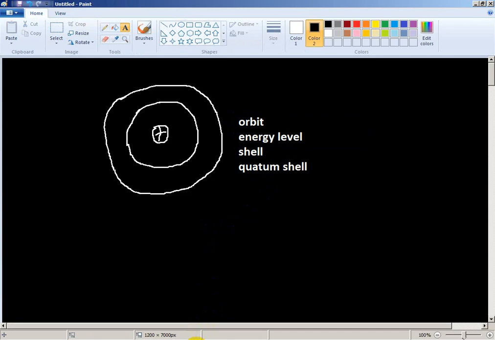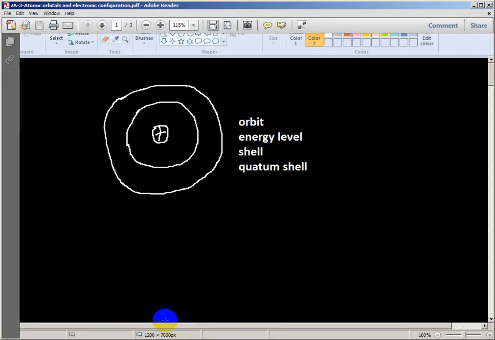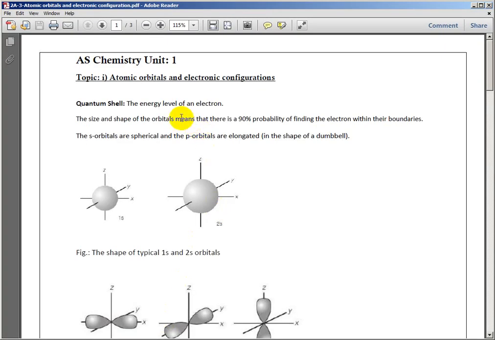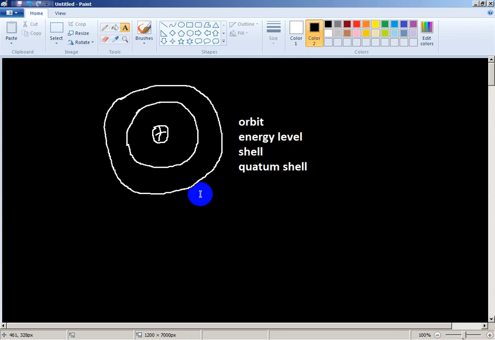Okay, the quantum shell is the energy level of an electron. What is a quantum shell? The energy level of an electron. Okay, here there is an electron.